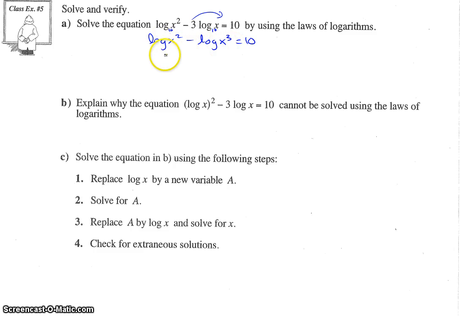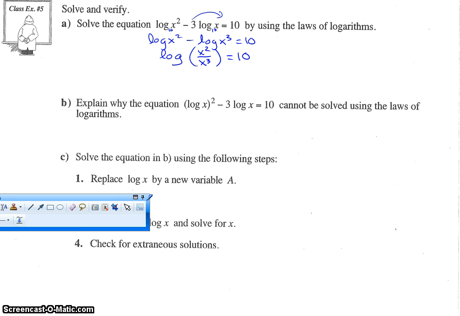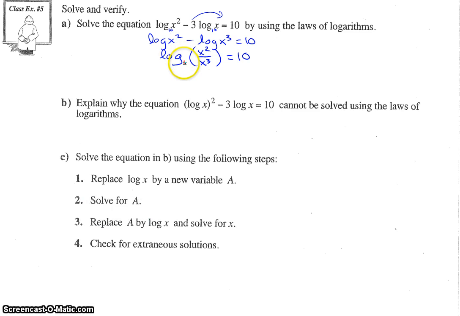Okay, now that we are subtracting 2 logs, both base 10, we could write that as dividing within one logarithm using our quotient law. There we go. And then we want to get rid of our log, which is base 10. So we're going to raise both sides or change it to exponential form. And that would get rid of that log. So x squared over x cubed now equals, wow, big number, 10 to the 10.